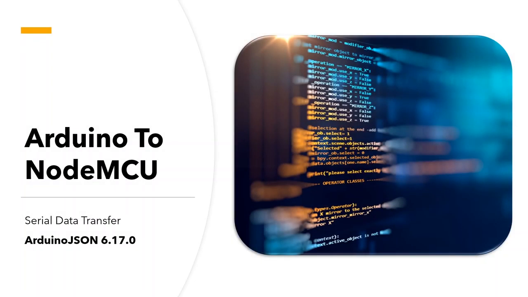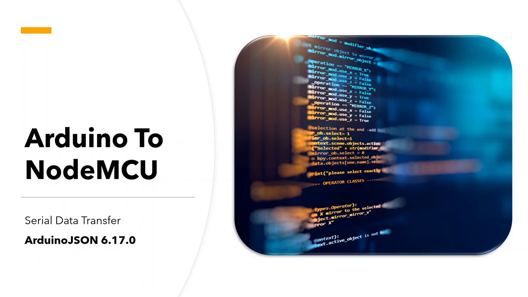Hi everyone. So in my previous video, we discussed how data can be transferred between an Arduino and a NodeMCU using the serial port. However, as pointed out in the comments, I was using an old version of the ArduinoJSON library, which I think at the time was version 5.13.2. By the way, thanks for pointing that out.